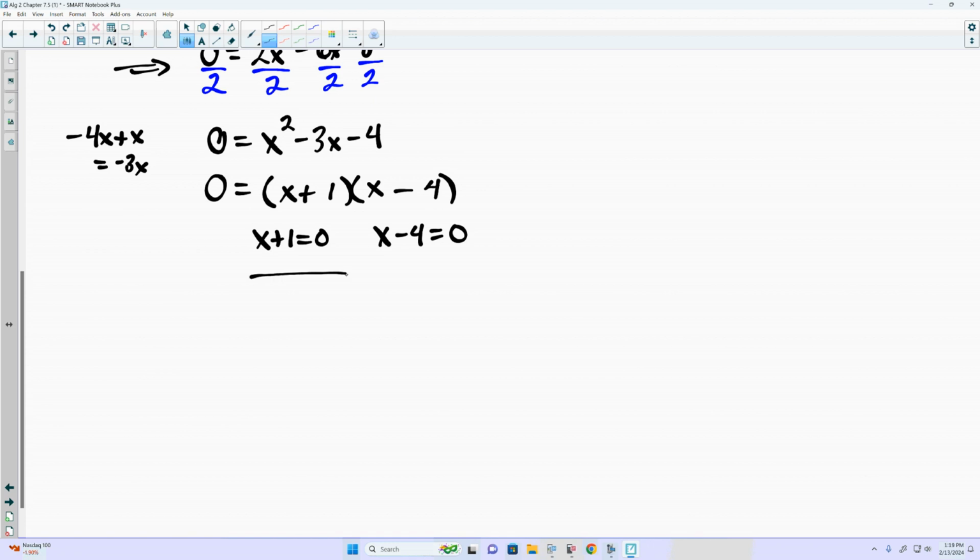For x plus 1, we would subtract 1, telling us x is negative 1. For our other one, we would add 4, telling us x is equal to 4. Is either one of these one of our restrictions? No, so those are our two solutions.